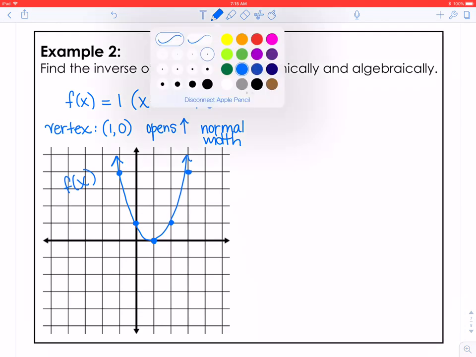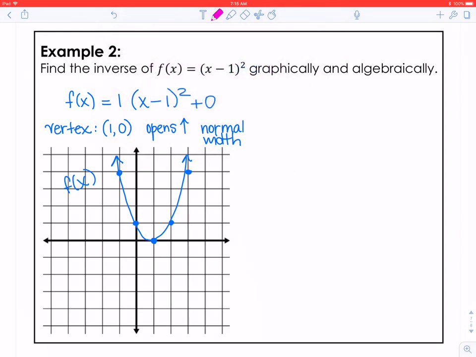Sorry about that. And so then if we want to find the inverse point for point, we can swap our domain and range. The point x, y becomes the point y, x on the inverse. So if I have the point negative 1, 4, my inverse will contain the point 4, negative 1. If my function has the point 0, 1, my inverse has the point 1, 0. If my function contains the point 1, 0, my inverse has the point 0, 1.